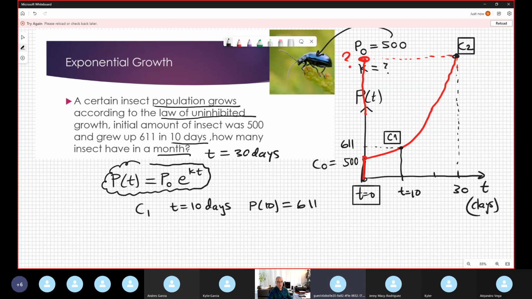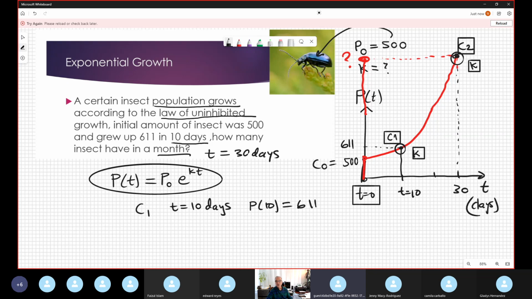Here's the equation that I'm using, but I use it 2 times. I'm using it in condition 1 and in condition 2. In condition 1, everything is given, the time and the population. The only thing that you don't know is k. Help me to find the k. And k is constant, using the same k here and the same k here.